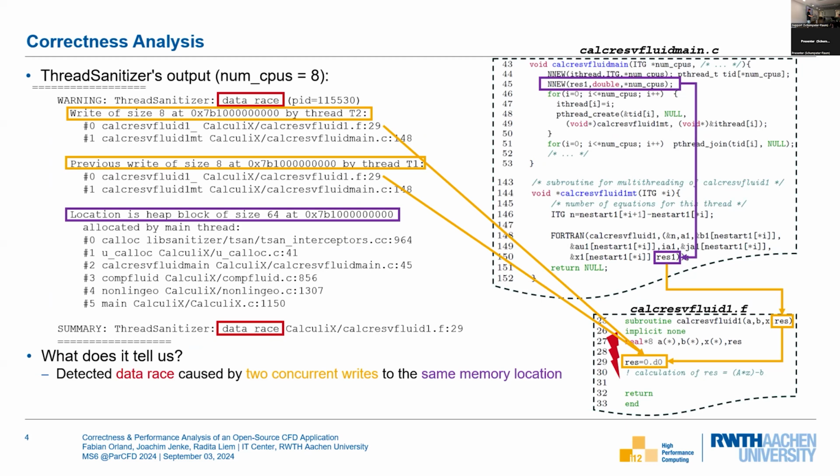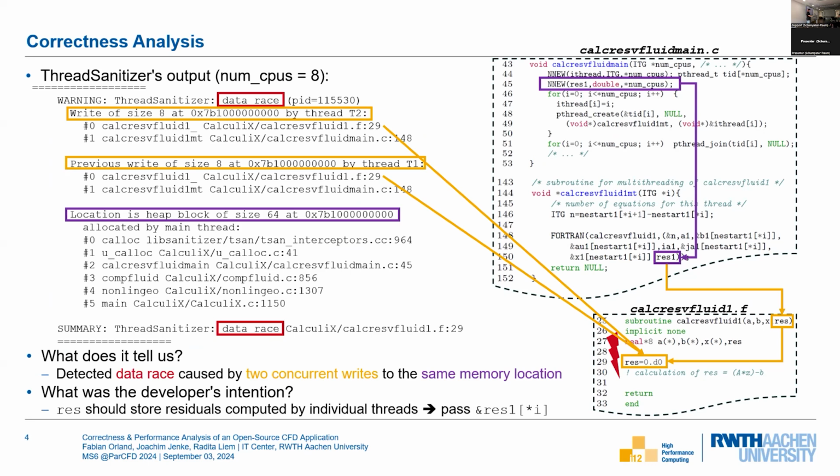And then finally, we were thinking, okay, what was the developer's intention? Probably not the data race, but as I said at the beginning, the array was allocated such that it has 1 value for each thread. But when the array is passed to Fortran, only the pointer to the first element is passed to the Fortran code, such that all threads access the same element. So what was actually intended is to pass a reference to the correct element for each thread. And if you pass that at this point in the code, then there was no data race anymore and the code performed deterministically as expected.